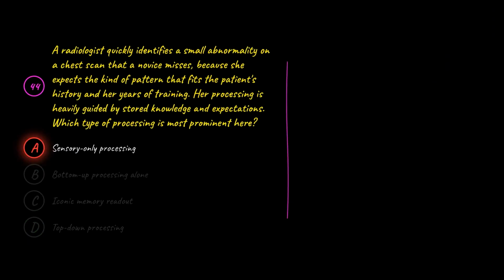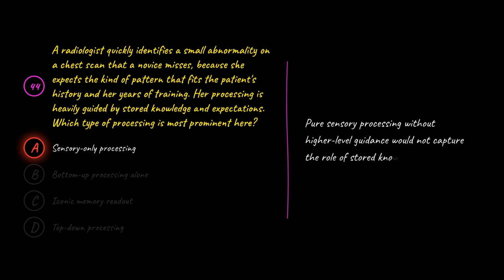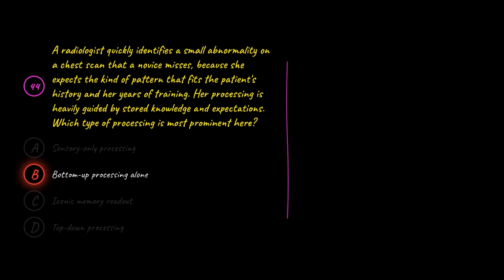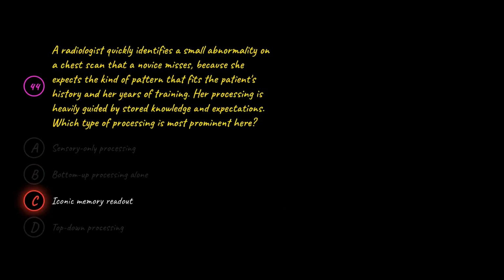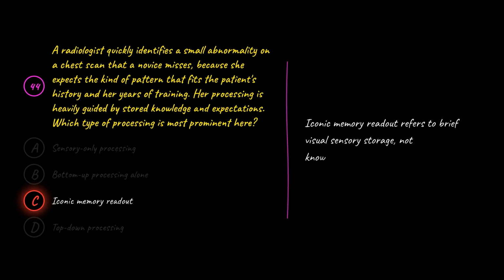A is wrong because pure sensory processing without high-level guidance would not capture the role of stored knowledge described. B is wrong because bottom-up processing alone is data-driven and does not include the expectation-driven guidance the scenario emphasizes. C is wrong because iconic memory readout refers to brief visual sensory storage, not knowledge-guided pattern recognition.